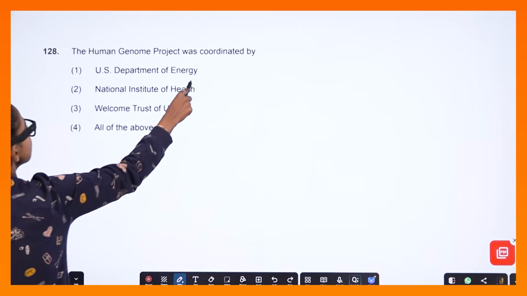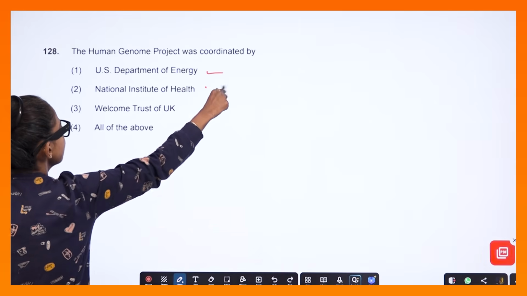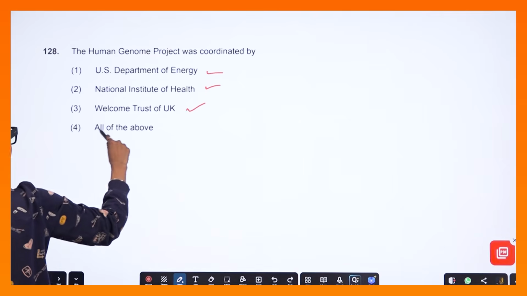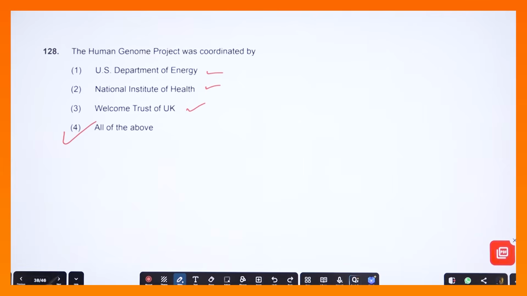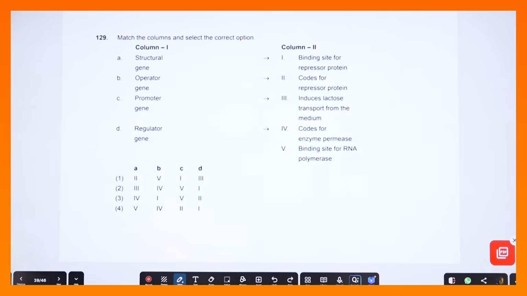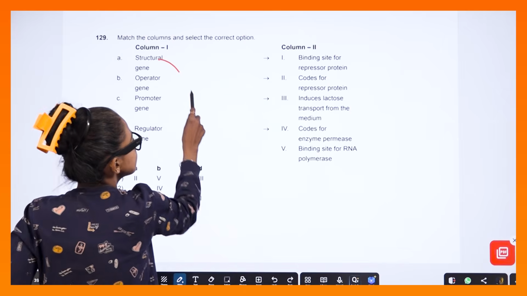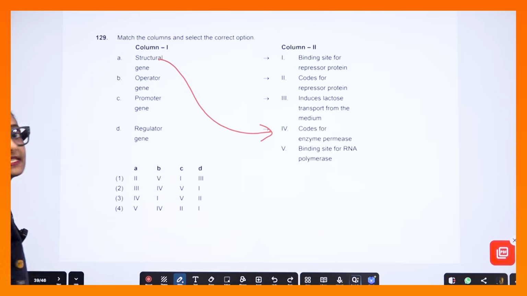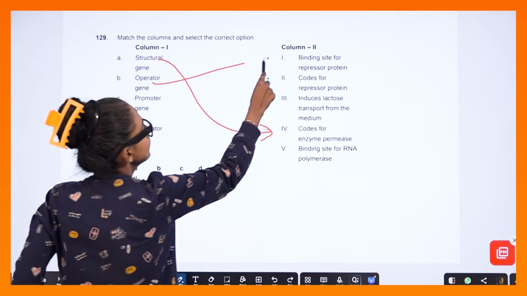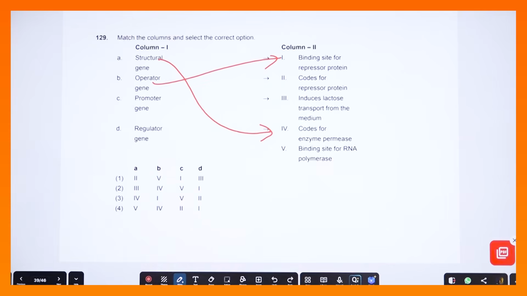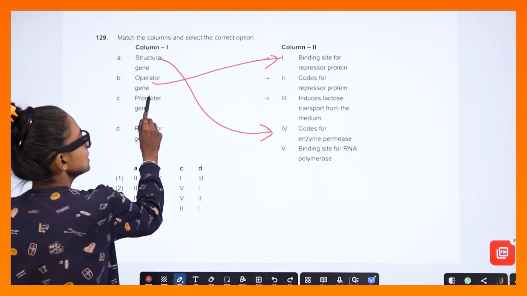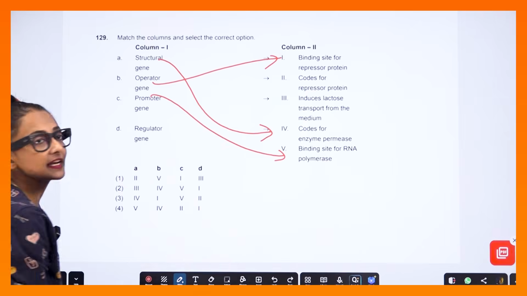Okay, Human Genome Project, US Department of Energy, National Institute of Science, Wellcome Trust of UK. So that means all. Correct. Easy. Lac operon. Structural gene codes for Z, Y, A. So permease. Okay. There are 3 structural genes. That means A becomes 4. That means operator is the binding site of the repressor. Promoter will be the binding site of RNA polymerase.